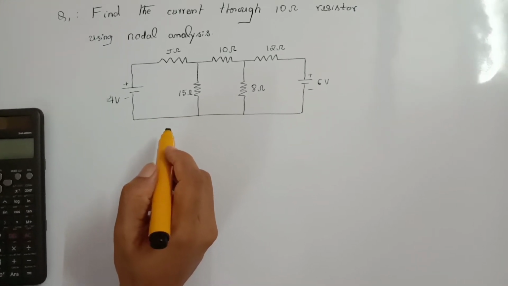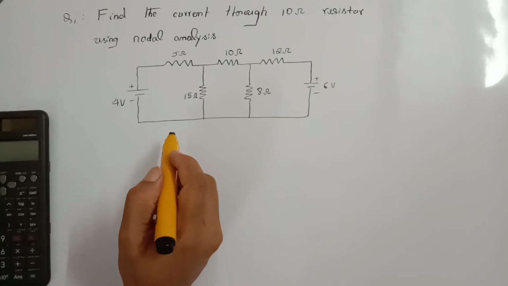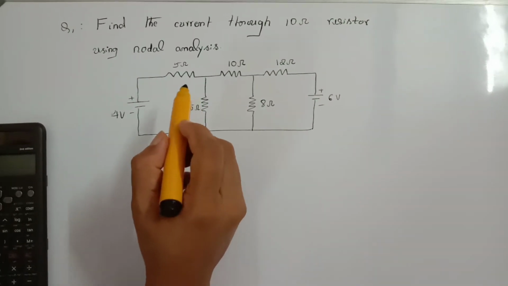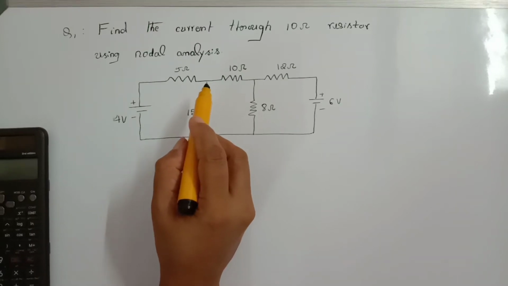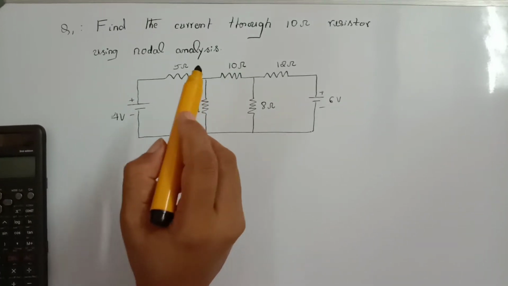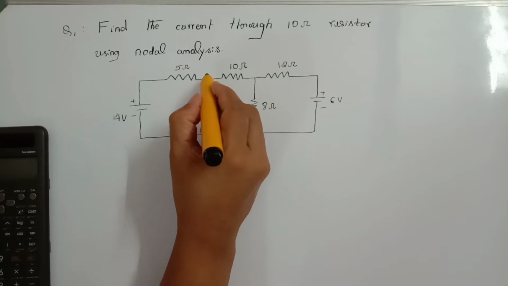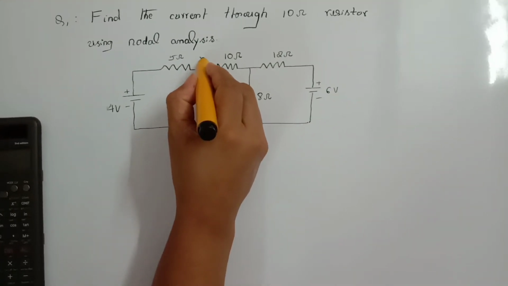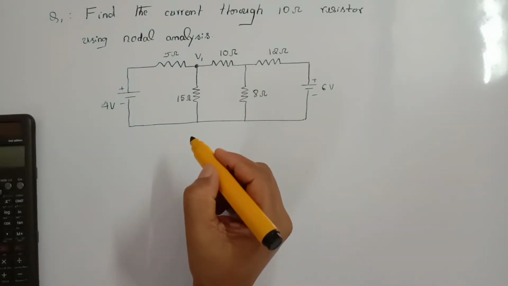The first step in nodal analysis is assigning the nodes. So we look into the nodes. A node is nothing but a junction point of two or more elements. So we can see here there are three elements connected together. So this forms a node. I will assign this as node V1.